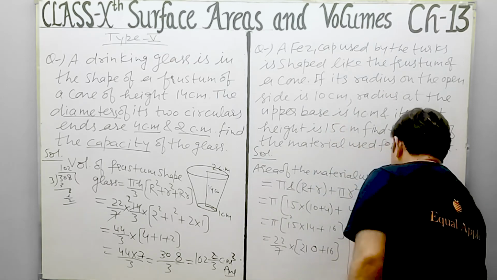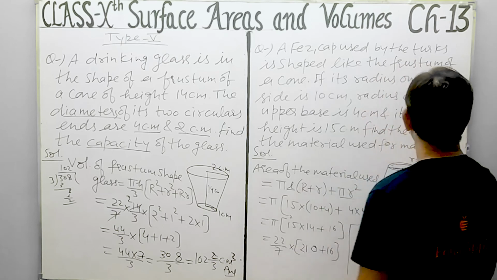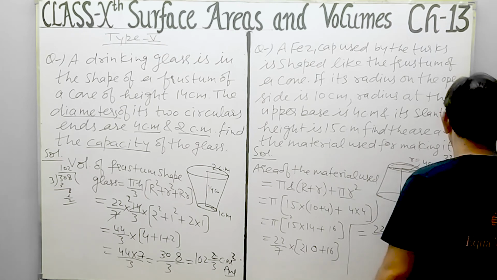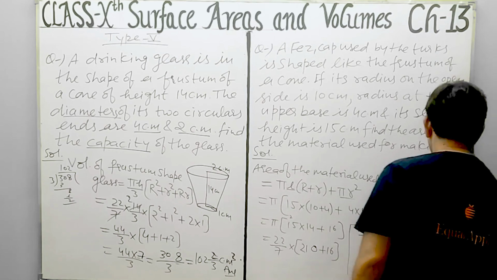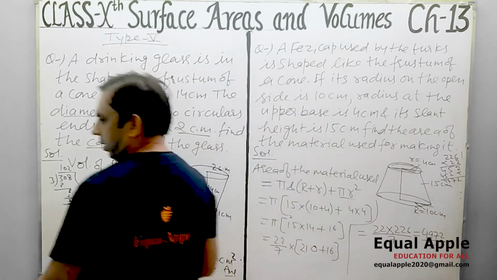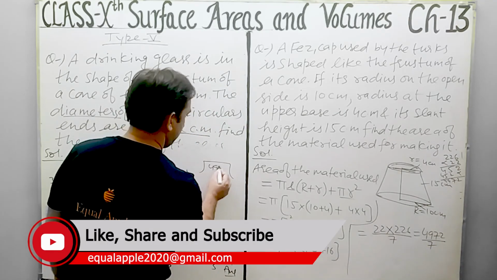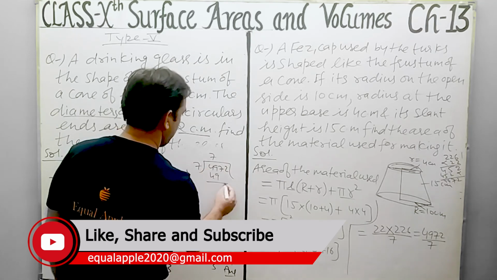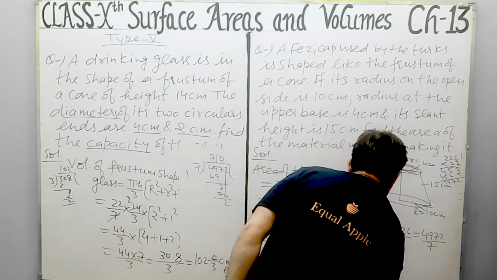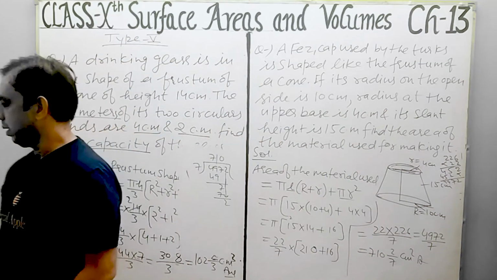So we can see it will be like 22 multiplied by 226 upon 7. Now if you multiply 226 by 22, it will be 4972. We can convert this into mixed form. So, in mixed form, we can divide 4972 by 7. 7 7's are 49, 7 1 is 7, 2 is remaining, so it will be 710 and 2 by 7 centimeter square. I think this is the required area of the fez cap.